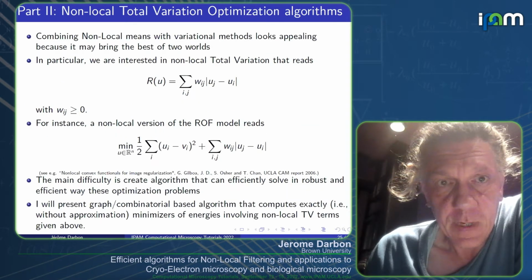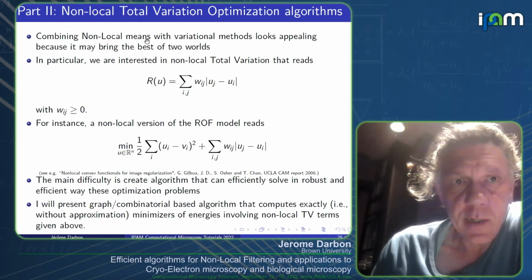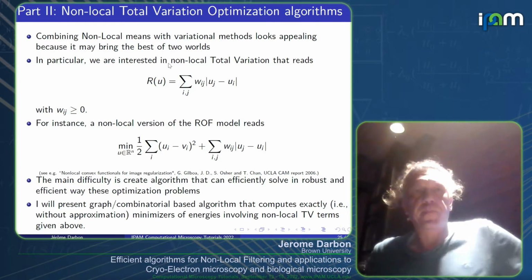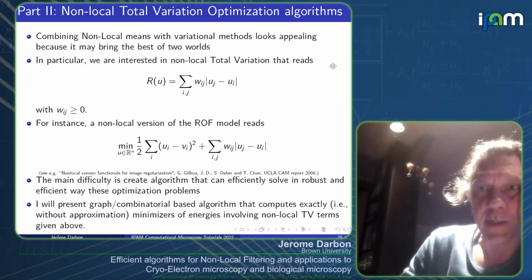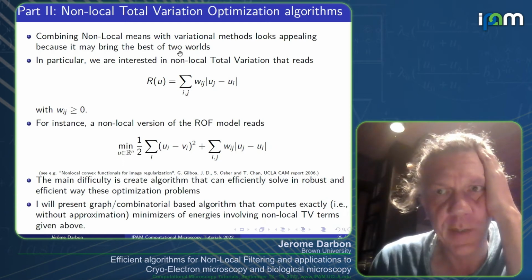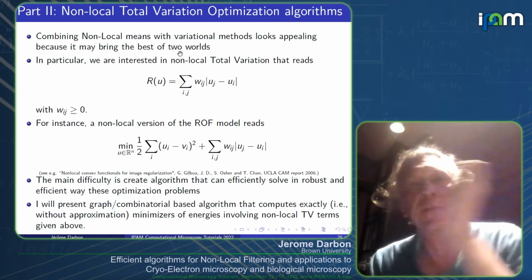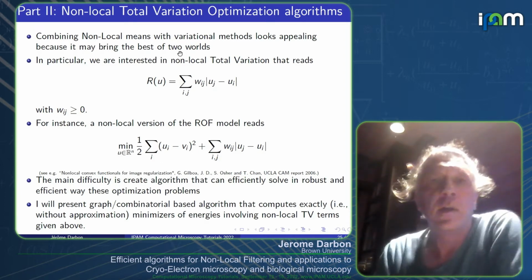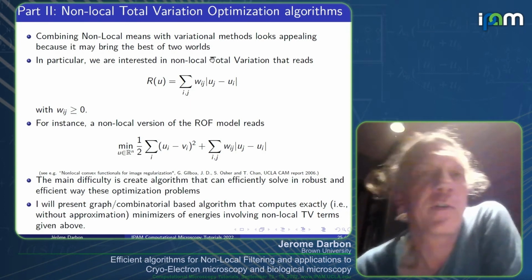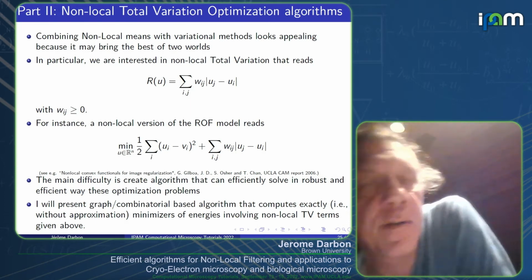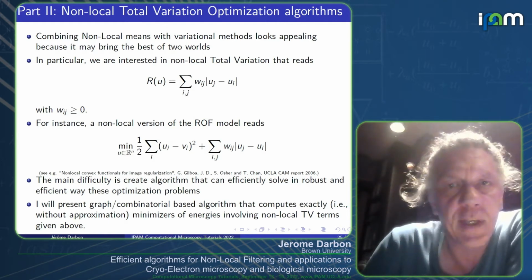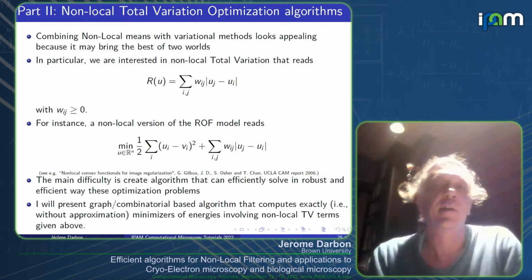Okay. Now I want to spend the remainder of the talk on trying to combine the idea of Morel using NL means and the idea of Stan of using total variation. The idea is to combine those 2 points of view, the non-local point of view of NL means and the variational point of view, and especially total variation of the ROF model to preserve edges.